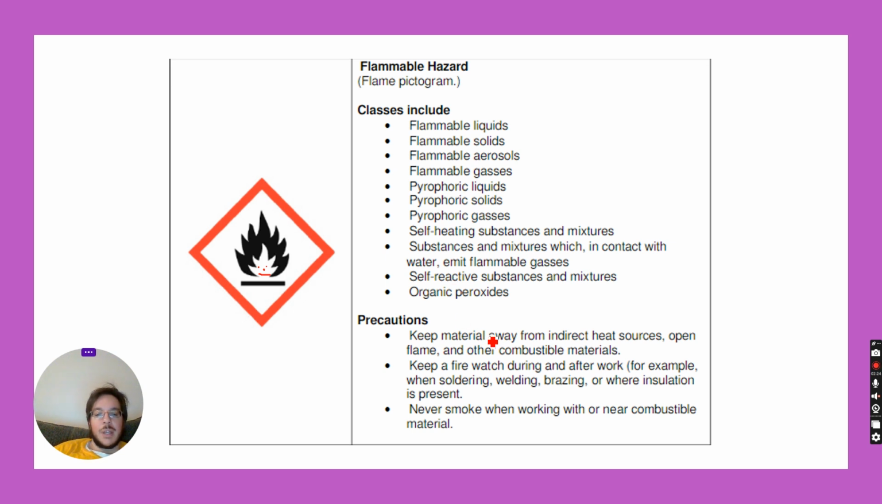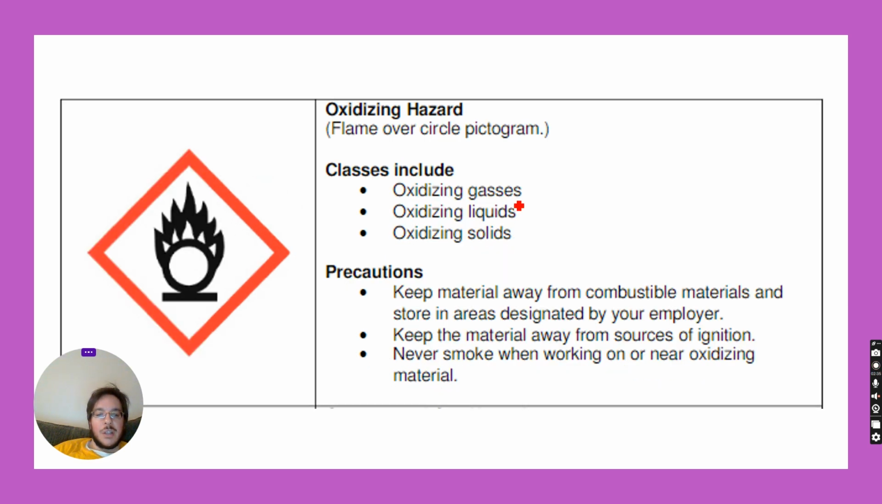So to keep safe, we keep material away from heat sources and keep a fire watch and never smoke near combustible material. And then next we have what we call an oxidizing hazard, and this guy has even wilder hair. An oxidizing hazard has the O with a flame, and it includes gases, liquids, and solids. And again, keep away from sources of ignition and never smoke near oxidizing material.